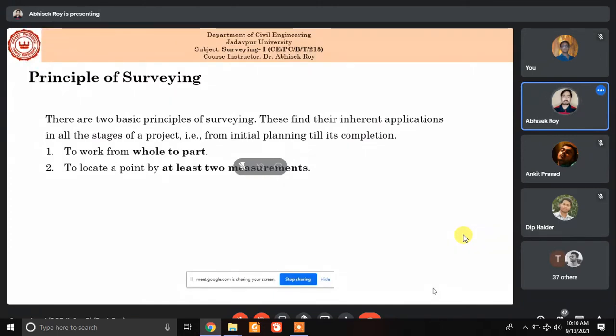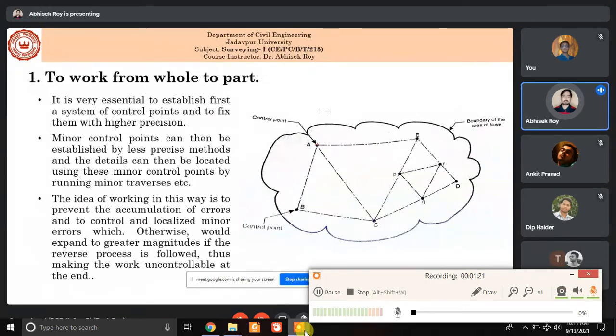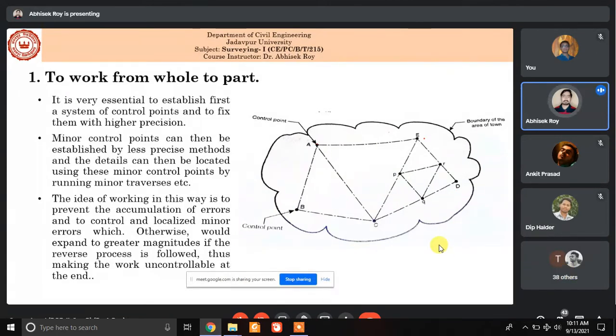First one is to work from whole to part. What is the meaning of working from whole to part? See, if this is a large plot and you have to do a survey of this large plot, then what you have to do? You have to first establish your control points or control stations like this. These are your control stations.